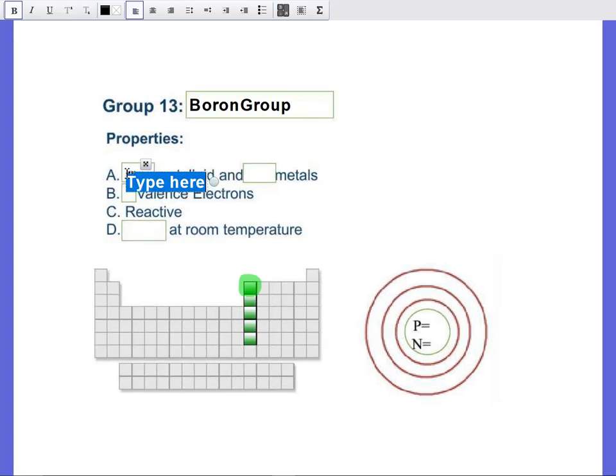The boron group is made of 1 metalloid, and that's boron at the top, and it has 5 metals listed down below. The boron group, if you look at the top of that group, it has 3A, 3 for 3 valence electrons. It is reactive, and they're all solids at room temperature. So we're going to draw boron, and boron has 5 protons, 5 neutrons, 5 electrons.